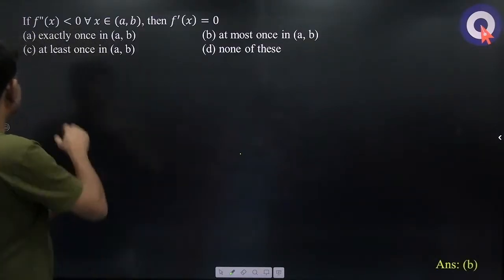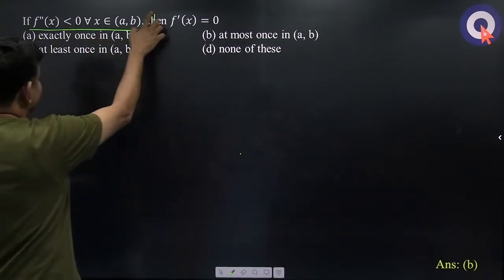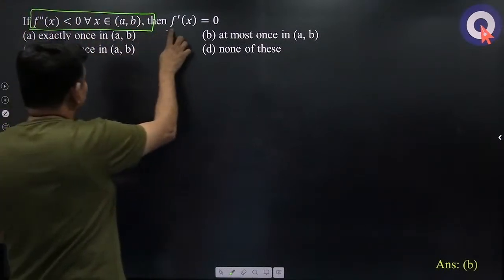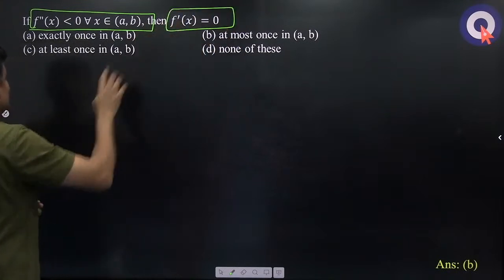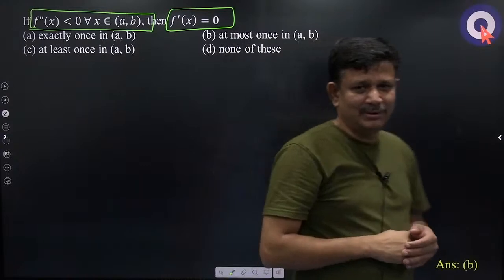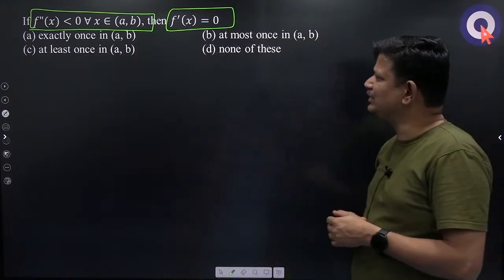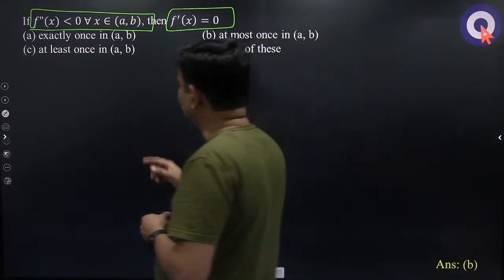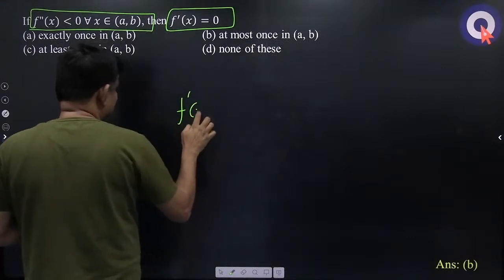f double dash x is less than 0, then f dash x is equal to 0 exactly once, or how many times? f double dash x is simply the derivative of f dash of x. So f dash of x, he says, is strictly decreasing.